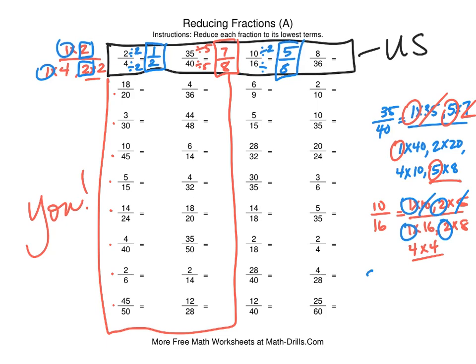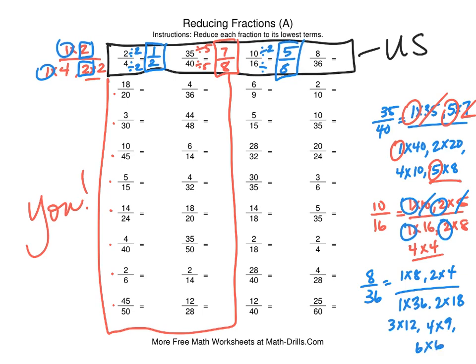Alright, last one. 8 over 36. Okay? Factors of 8. 1 times 8. 2 times 4. 3 doesn't. And then you get back to 4. 36, you got 1 times 36. 2 times 18. 3 times 12. 4 times 9. 6 times 6. And you can do that in your calculator. Just take 36, say 36 divided by 1, 36 divided by 2, 36 divided by 3, 4, 5, 6, 7, 8, until you get a duplicate number or it starts turning around.